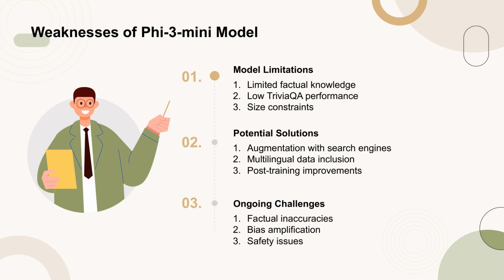The Phi 3 Mini model, despite its advanced language understanding and reasoning abilities, faces significant limitations due to its size. It struggles with tasks requiring extensive factual knowledge, as evidenced by its low performance on the TriviaQA benchmark. However, these limitations can potentially be mitigated by integrating the model with a search engine to enhance its knowledge base. Additionally, expanding the model's language capabilities to include more multilingual data shows promise, particularly with the Phi-3 small model.